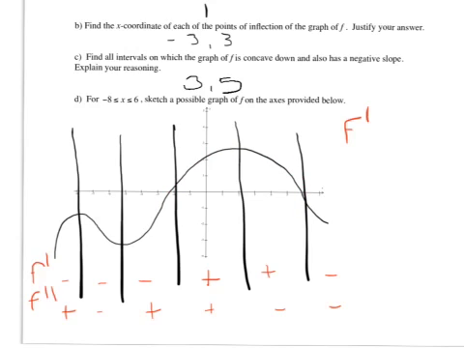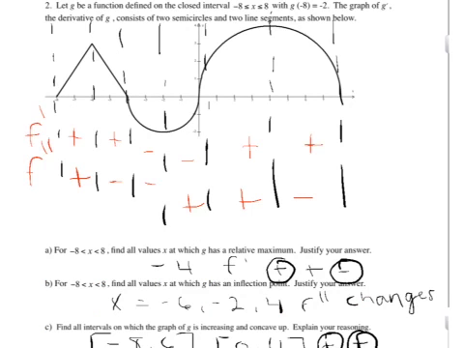For f double prime, it's kind of the opposite. If the slope is going up, as in this portion right here, then f double prime is going to be positive, and if it's going down, like as seen here in this portion right here, then the f double prime is going to be negative. And then again here, how it's going up, it's positive, and it's continuing to go up, it's positive. It's coming down here, negative, and in this portion right here, it's also going down, so it's also negative. So that's basically it.